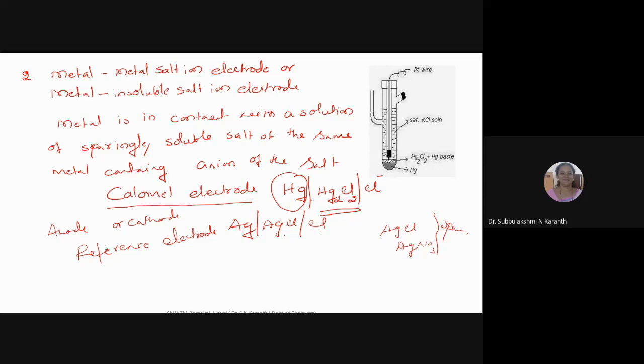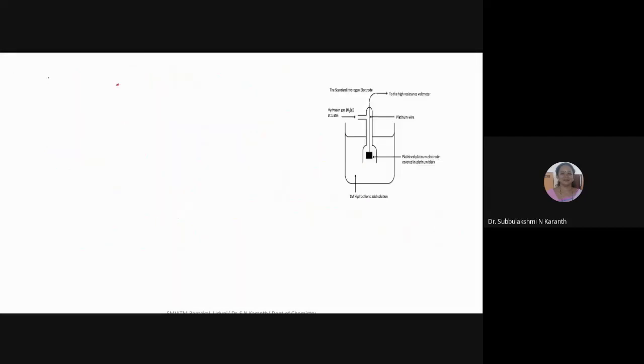Okay, the second type of electrode is a metal salt ion electrode. What is the basic difference between the first one and the second one? In the first one, we use a metal which is dipped in a metal ion solution. Here, a metal is dipped in a sparingly soluble salt of the same metal containing the anion of the salt.